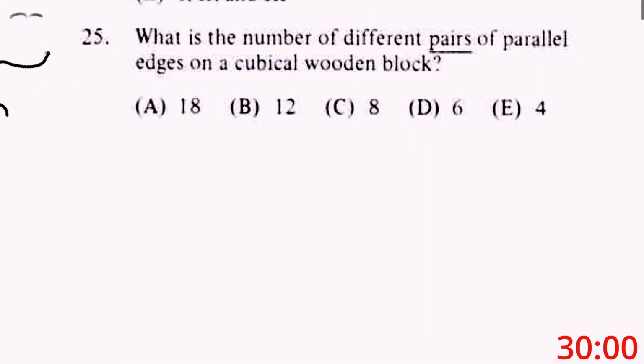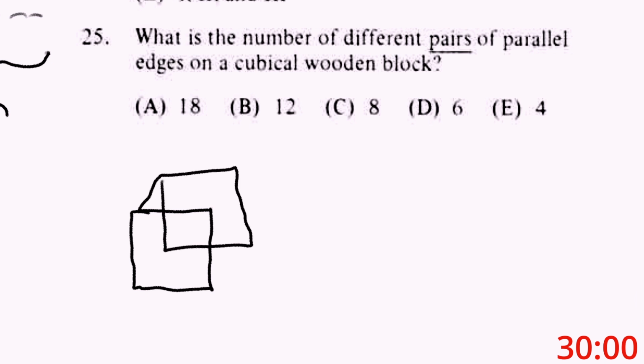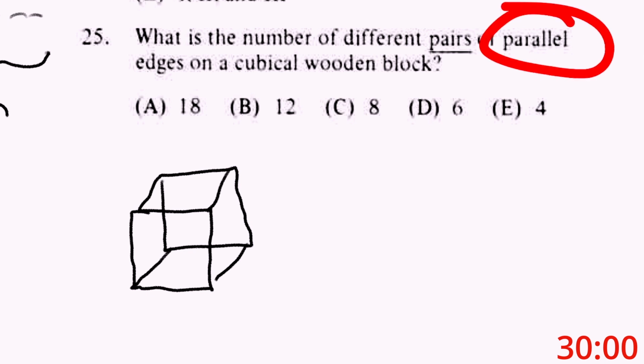Last problem. What is the number of different pairs of parallel edges on a cubical wooden block? Okay, they've got pairs underlined, and I think there's another important word they need to underline too. Here's what a wooden cube might look like. This is how I learned how to draw this in third grade or so. There's my wooden cube. They've got pairs underlined, but they don't have parallel underlined. And I think that's important.